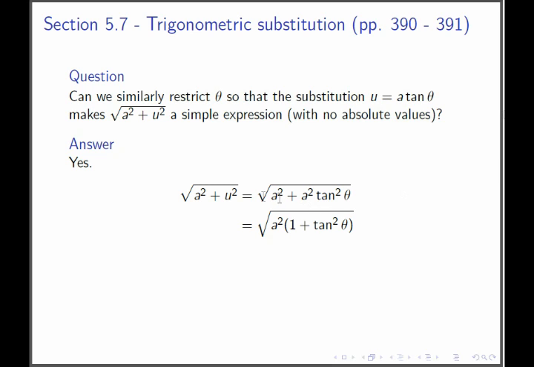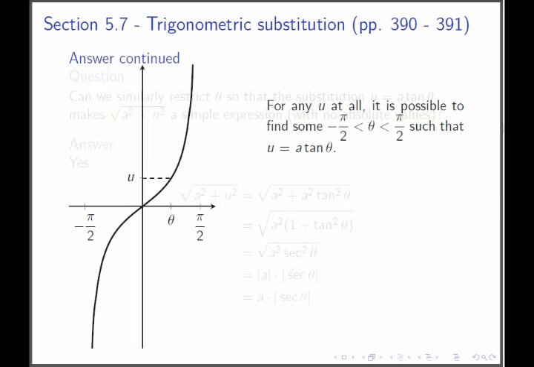As before, we can replace u squared with a squared tangent squared theta, pull out that a squared from both terms, then use a Pythagorean identity, 1 plus tangent squared equals secant squared, and then split those up. We know that the square root of a squared is absolute value of a, and the square root of secant squared is absolute value of secant, and a is positive, so a is equal to its own absolute value. So we're looking for a range of theta where secant is positive.